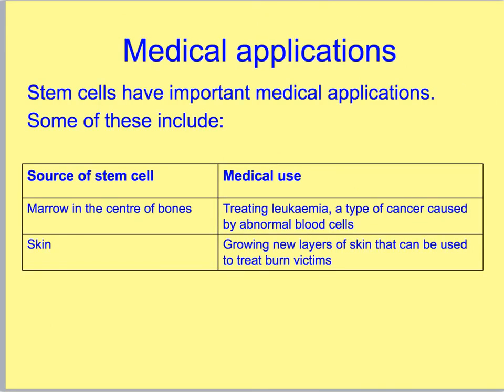I did say at the beginning of this video that stem cell treatments have hit the news in recent years, and here are examples of important medical uses that stem cells have. The stem cells in the bone marrow in the centre of bones can be used to treat leukemia, which is a type of cancer caused by abnormal blood cells, or stem cells can be used to grow new layers of skin that can be used to treat burns victims.